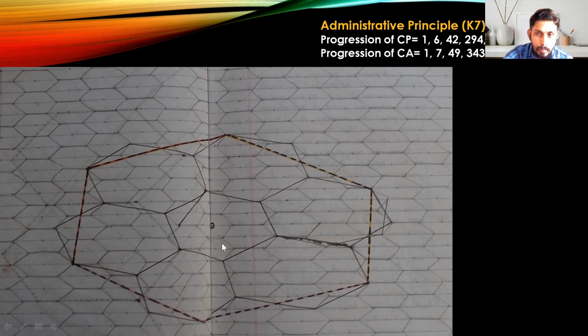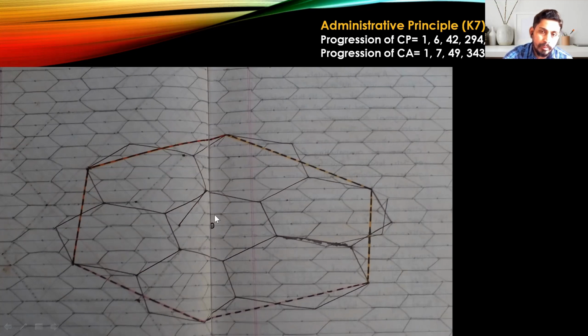That's why it is known as the K=7 principle. When we look at the progression of the central places, at the lower order, a center serves 1 center. Then the next 6 centers are also served by this middle order center. So at the lower order there is 1 center, at the next order there are 6 centers, and at the next order there are 42 centers.